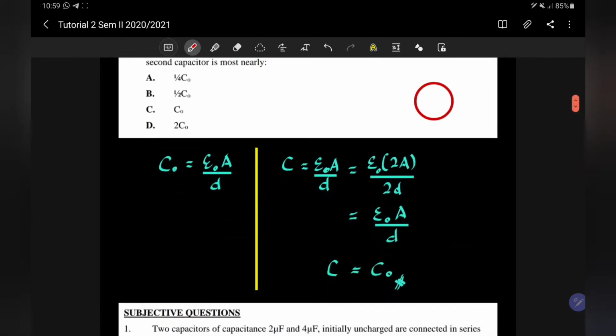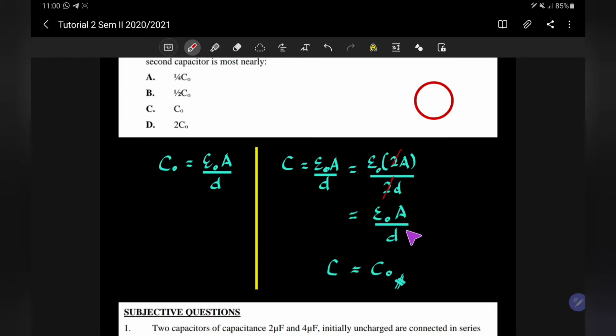How do we answer the question? Initially we have our standard capacitor, C naught equals epsilon naught A over D. For the new capacitor, the equation is C equals epsilon naught A over D, where A becomes double and D also becomes double. The 2 and 2 cancel each other, giving epsilon naught A over D, which still equals C naught. So the new capacitance is still equal to the original capacitance. So the answer should be C.